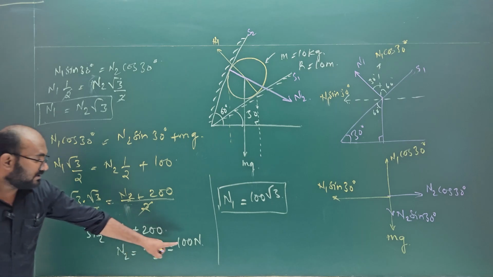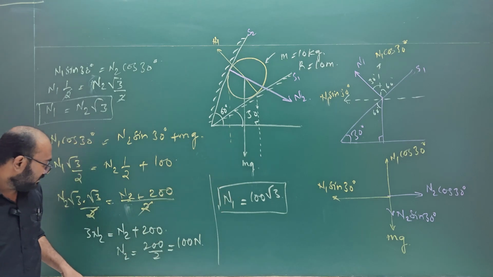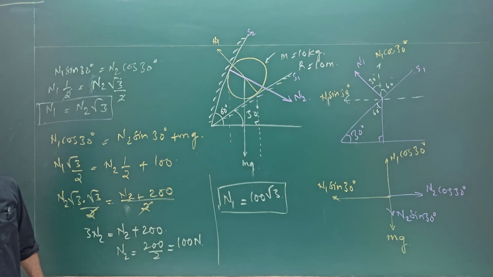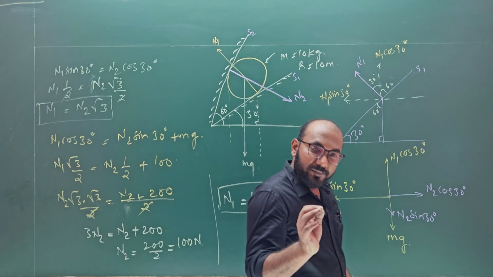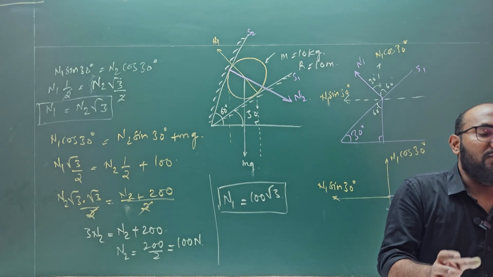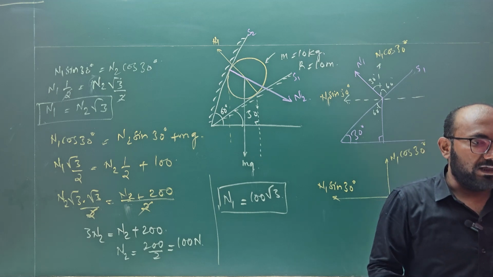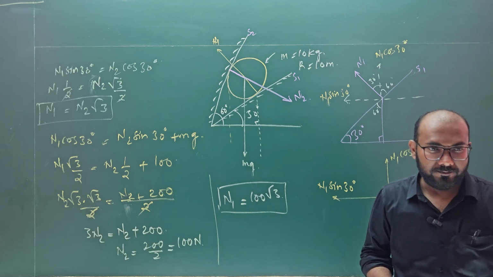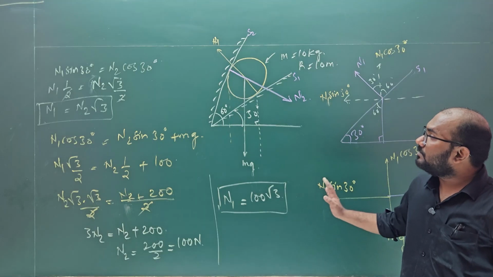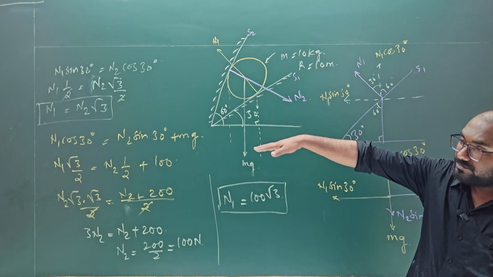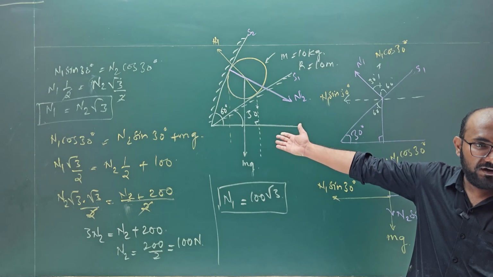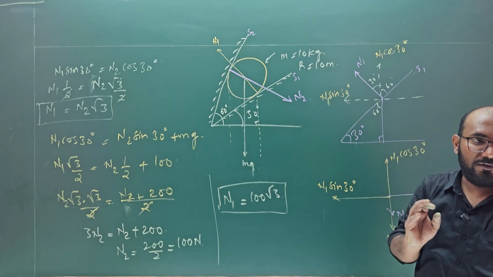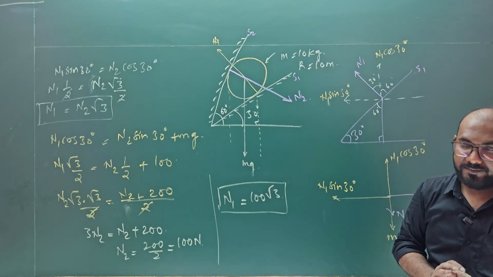Excellent, very good. Now see, N2 has a different value, N1 also has a different value. So what I want to tell you is that whenever the system is symmetric, then and only then you will most probably find the normals equal. If the system is not symmetric, either in that question or in this question, you will be finding different values of normal. Have you got my point?